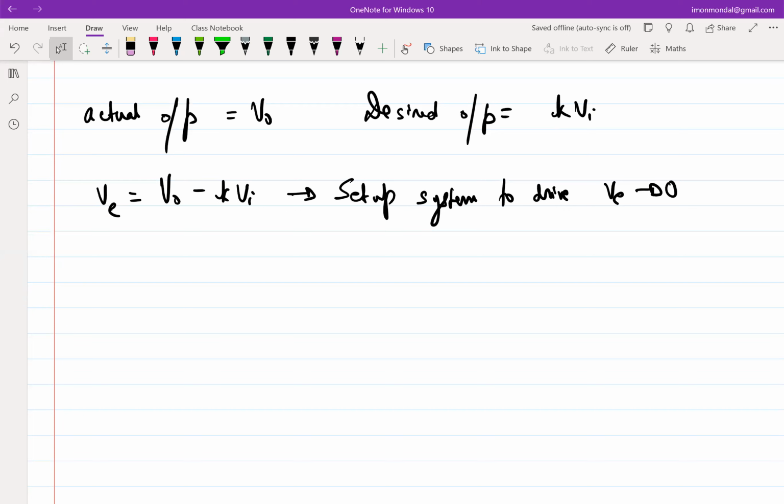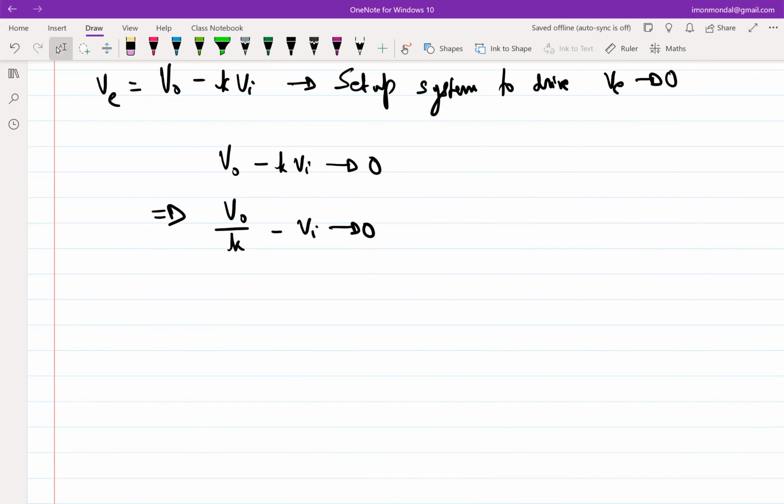And so what people did was to say that, okay, ultimately we want V0 minus KVI. We want to drive this to 0. We don't have KVI, but can we do this? Can we divide by K and say that we'll drive V0 by K minus Vi to 0? So can we do this? If we can, this will have exactly the same effect as V0 minus KVI tending to 0. Right. So essentially our error voltage should be not V0 minus KVI, our error voltage should be V0 by K minus Vi.